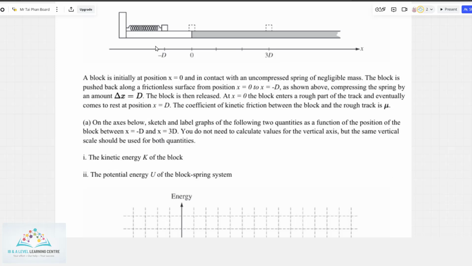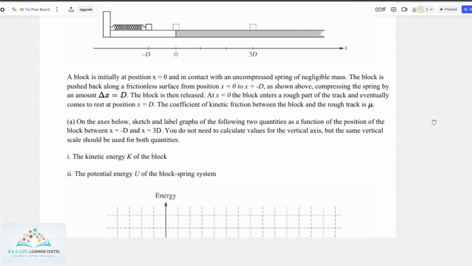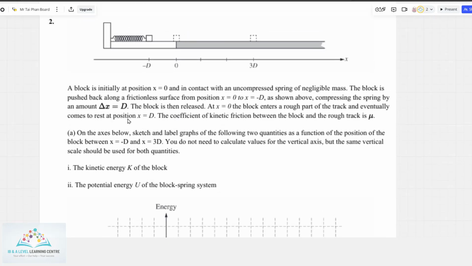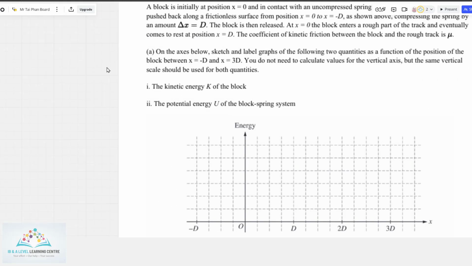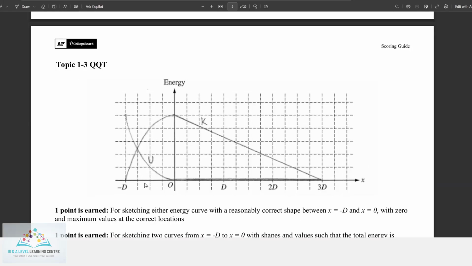Kinetic energy of the block from minus d to 3d, eventually coming to rest at x equals d, this point. The coefficient of kinetic friction has a certain value, starting when the spring starts extending forward to the right. It converts the elastic potential energy into kinetic energy. Okay, it decreases to 0 at 3d. Why is that?